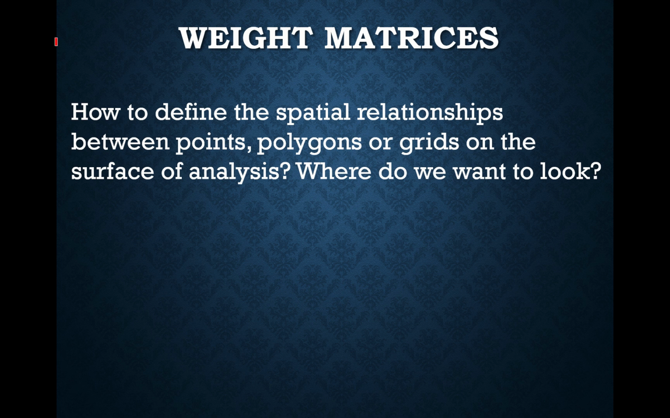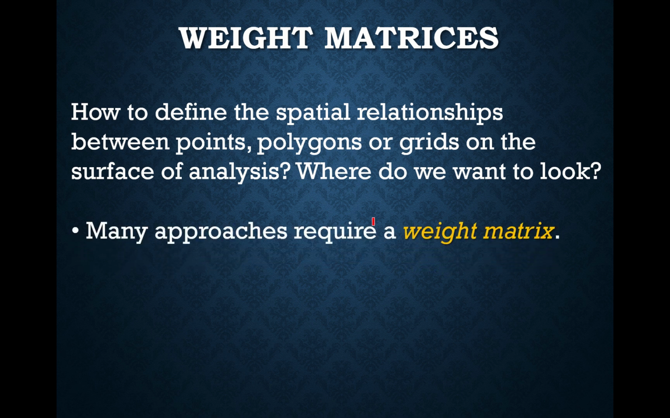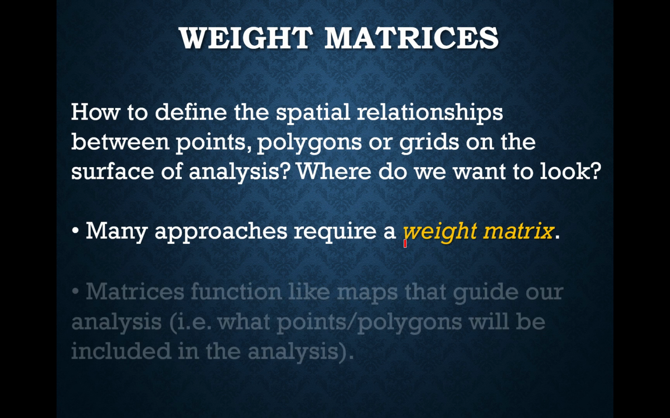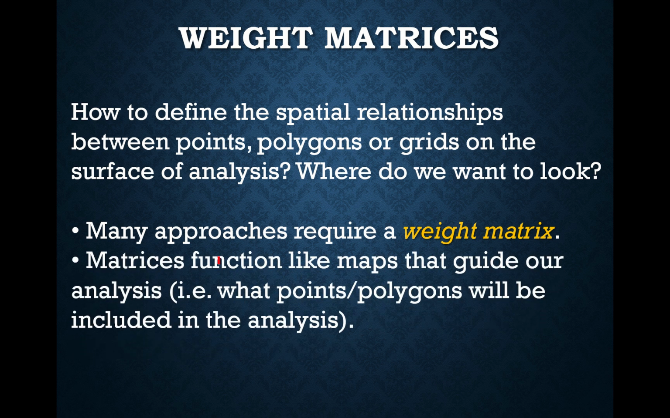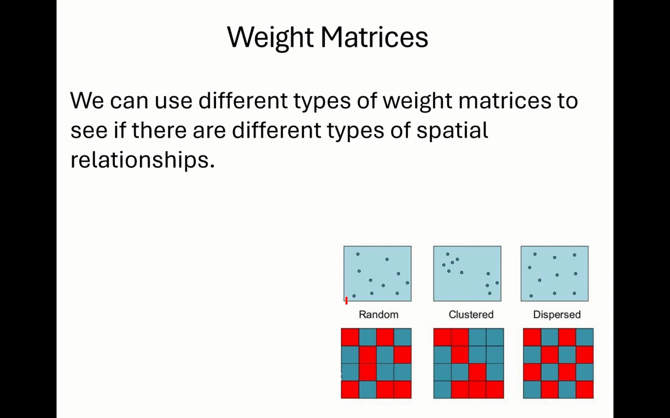So the weight matrices, and this is something we'll be doing in this week's lab, is basically telling a program like GeoDa, which we'll be using, how to look and how to analyze values around a certain location to see if they're related or not. So this is what's known as a weight matrix. You can think of these kinds of matrices as maps or algorithms that guide our analysis, and they tell the program what points or polygons to include in the specific analysis.